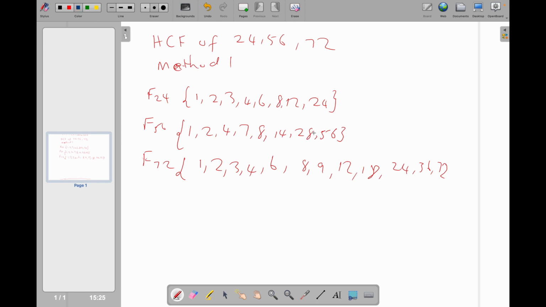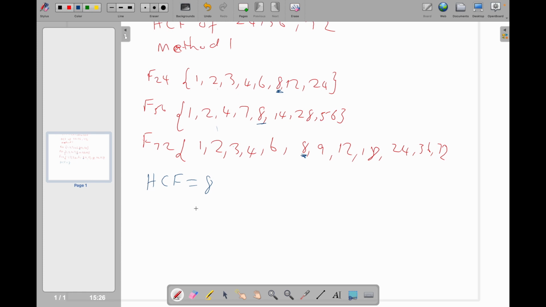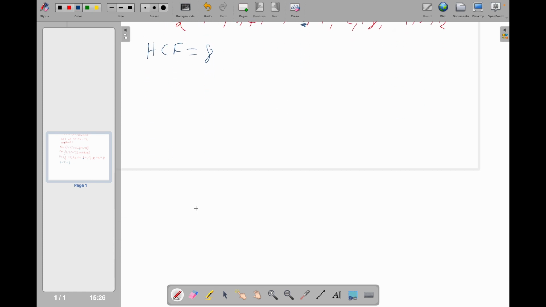Okay, so now we find the common, because we want to find the highest common factor. So our highest common factor here, we can see that here we have 8, 8 and 8. So it's highest, because if you look at the other numbers, we have 3 but it's not highest, we have 2 but it's not highest, we have 4, it's not highest, so 8 is the highest. So here our highest common factor equals 8. That's method number 1.